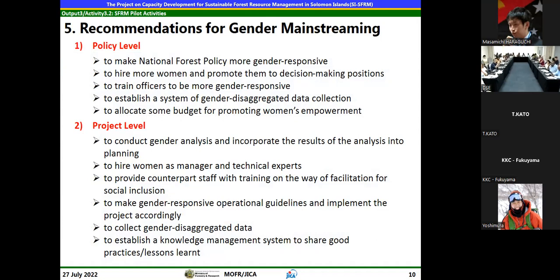Establishing a gender disaggregated data system inside those reporting systems or the system flow. If you are selecting gender disaggregated, how many men come, how many women, what kind of step. Allocating budget for promoting women's empowerment. At project level, conducting gender analysis and then incorporating market analysis and demand. Hiring other women managers and technical experts if there's any.